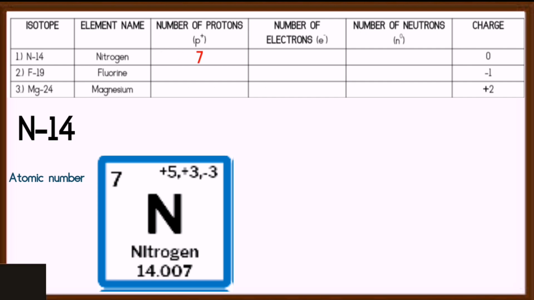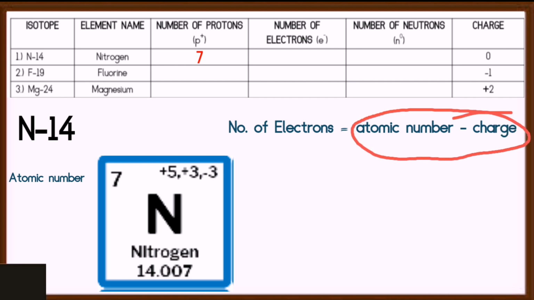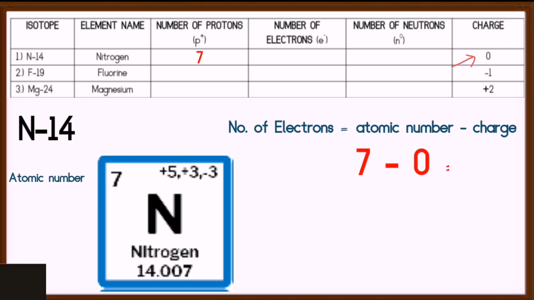The number of electrons is equal to the atomic number, but you are going to consider the given charges. So, you are going to subtract the charge from the atomic number. In here, the atomic number of nitrogen is 7 minus the charge, which is 0. Therefore, the number of electrons for nitrogen is 7.